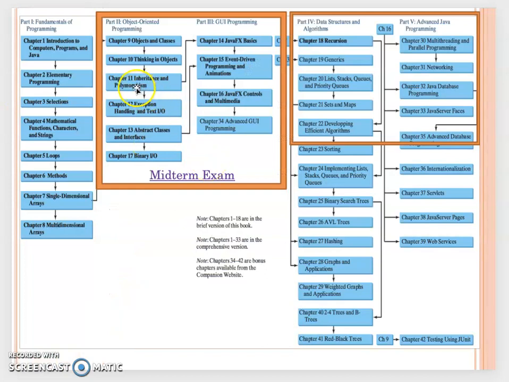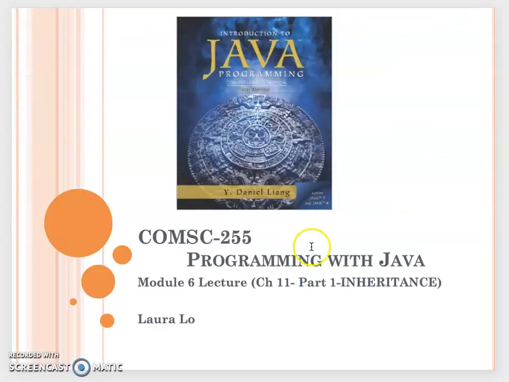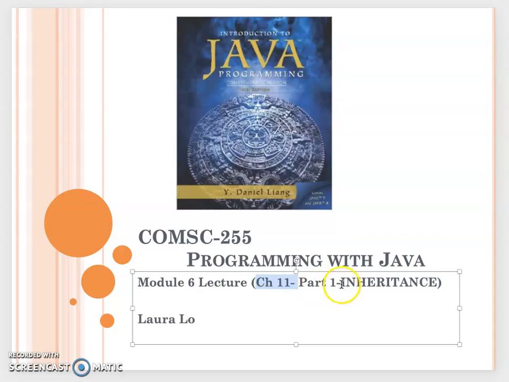In chapter 11, you can see the chapter title is Inheritance and Polymorphism. Both inheritance and polymorphism are two important concepts in Java's object-oriented programming. So that's why we will break it into 2 weeks. This week, we will focus on the inheritance relationship. After you fully understand the inheritance relationship, then we will talk about polymorphism.